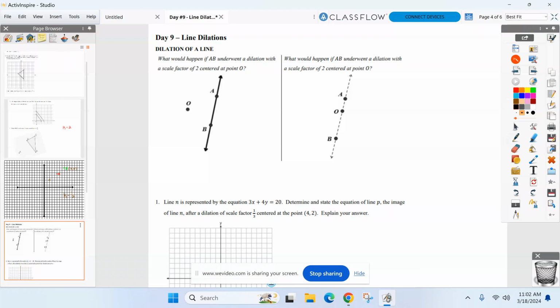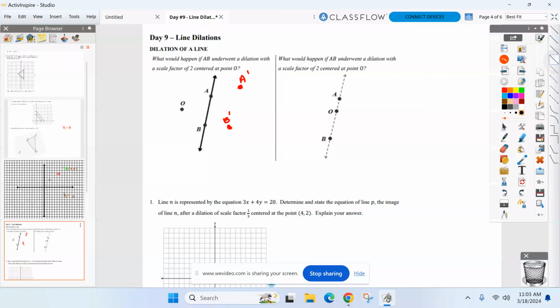Right now, O and A have a certain distance. Scale factor of 2, you're about to double that distance away from O. So double that distance away. All right, I think A prime right about here. At least we're in the vicinity. All right, do the same thing for B. Where's B prime going to be? Double that distance away from O and B to get B prime. And go ahead and sketch line A prime, B prime, the dilated line.